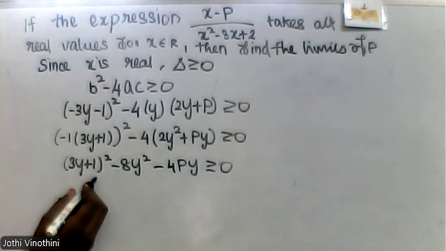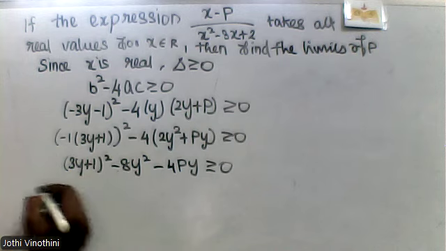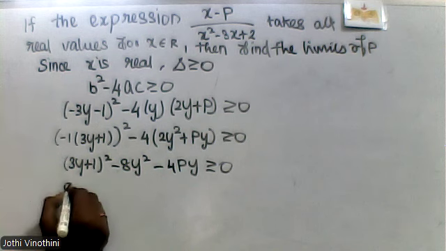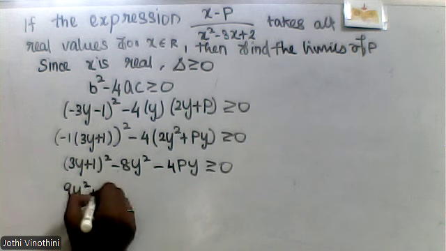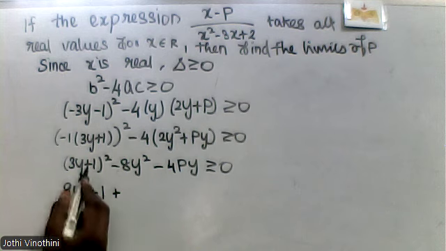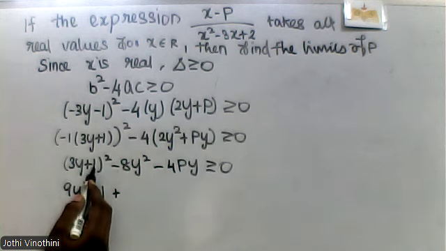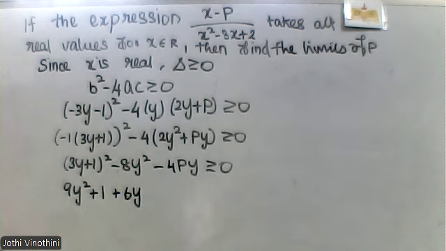So it is in the format of a plus b the whole squared. What is the formula for a plus b the whole squared? a squared plus b squared plus 2ab. What is a? 3y. What is a squared? 9y squared. What is b here? 1. What is b squared? 1 the whole squared is 1. What is the next step? 2ab. So plus 2 multiplied by 1, 2, 2 multiplied by 3y, 6y. Clear?